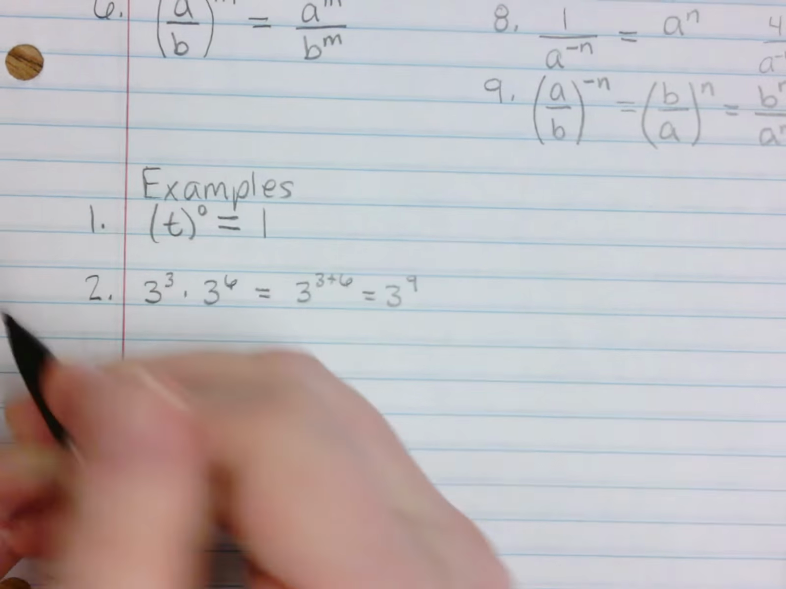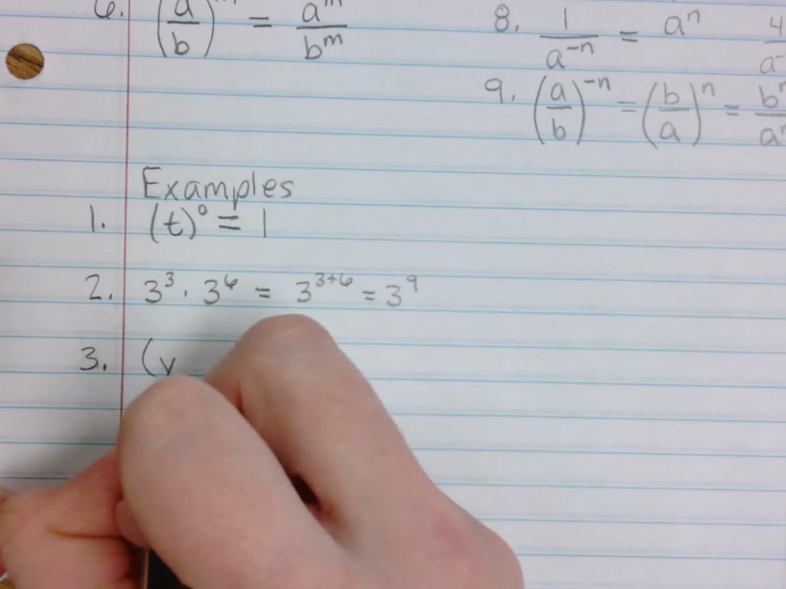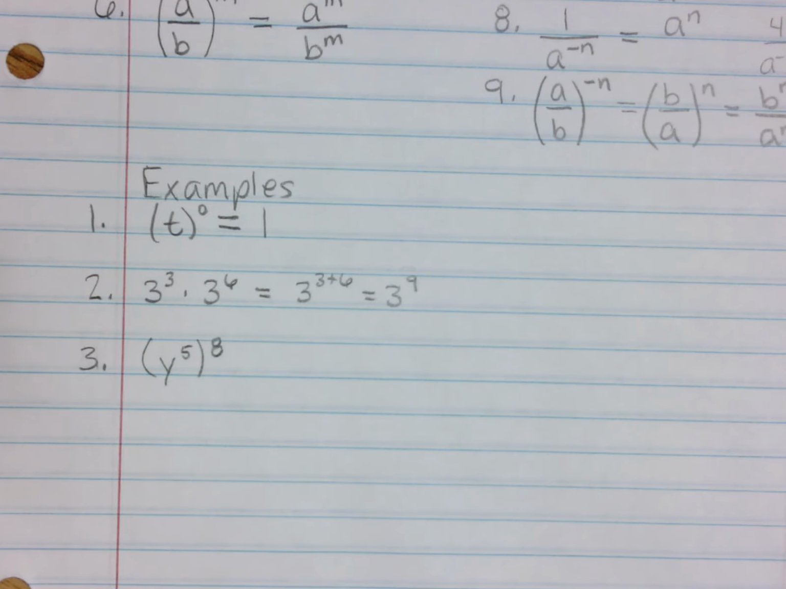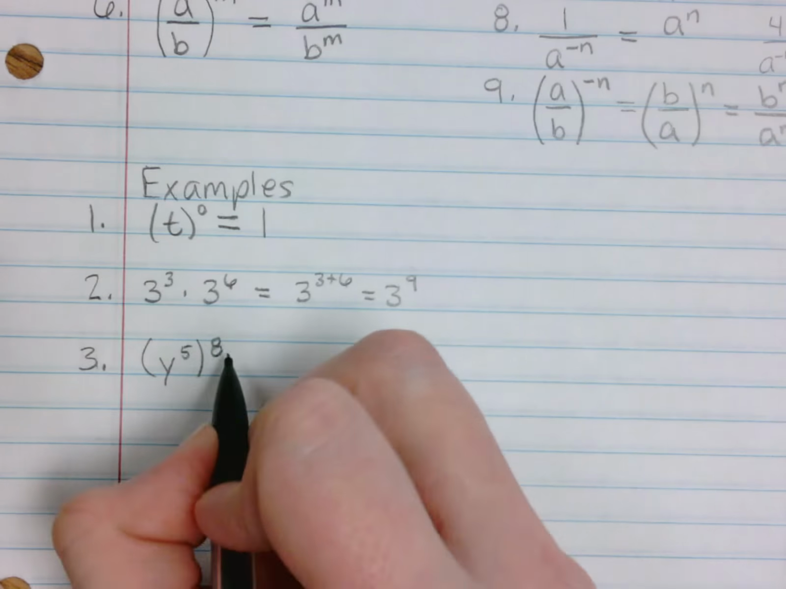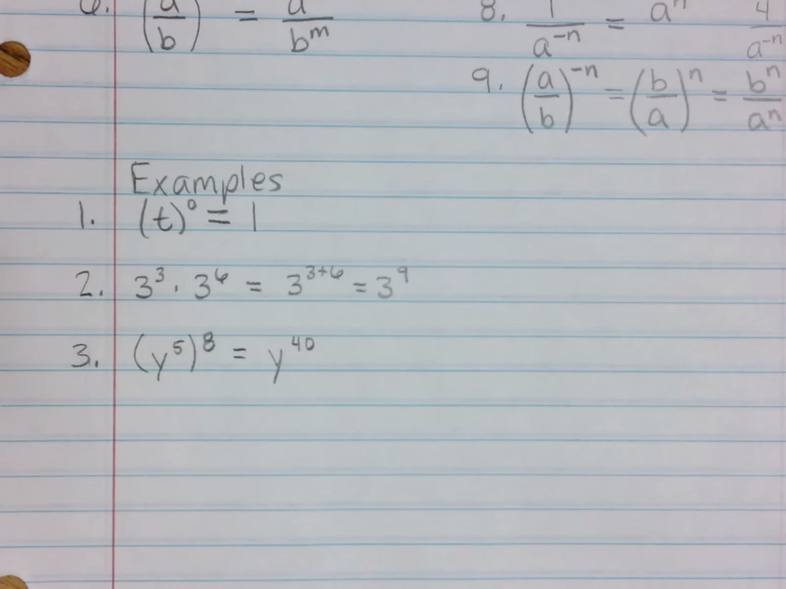Example number 3. This time we have y to the 5th raised to the 8th. That is a power to power, so we're going to multiply. So 5 times 8 gives us 40. So y to the 40th. Power to power, always multiply.